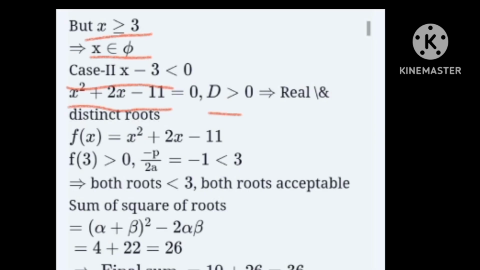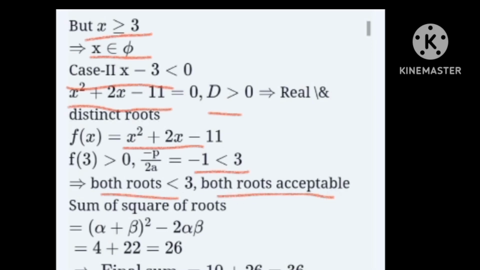Now f of x is equal to x square plus 2x minus 11. f of 3 greater than 0, and minus b by 2a, so minus 1, is less than 3. Both roots are less than 3.